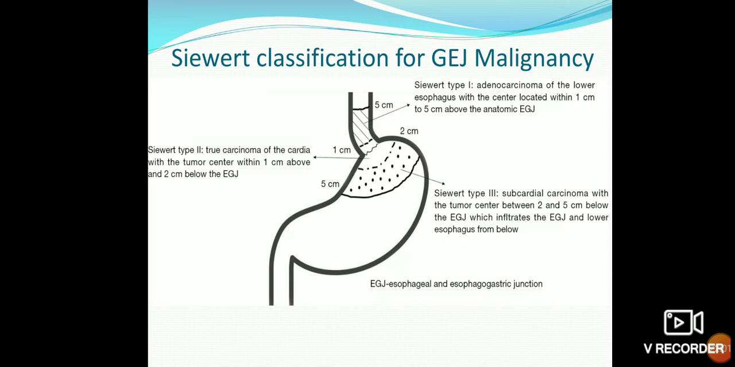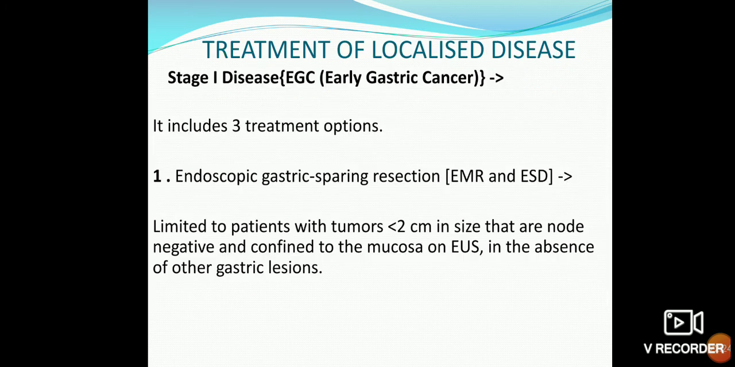Siewert type 3 is the subcardial carcinoma with the tumor center between 2 and 5 cm below the EGJ, which infiltrates the EGJ and lower esophagus from below. Types 2 and 3 are included in gastric carcinoma, while Siewert type 1 is included in esophageal malignancies. Treatment of localized disease.